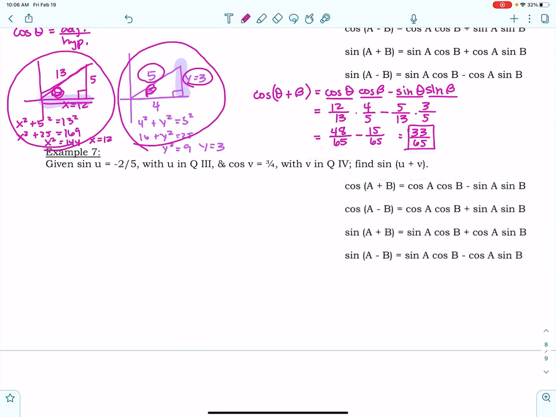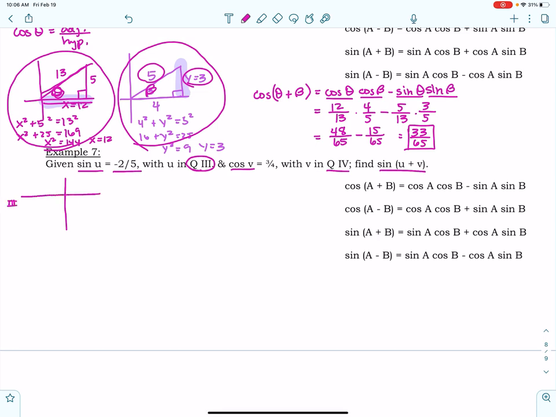All right, so for this one, we're told sine u is equal to negative 2/5. That means we're not in quadrant 1 anymore. U is in quadrant 3, see? Cosine V is 3/4 with V in quadrant 4. So we're finding the sine of U plus V. All right, before I talk about my correct identity, I want to set up my right triangles. Quadrant 3. Well, remember, quadrant 3 is right here.